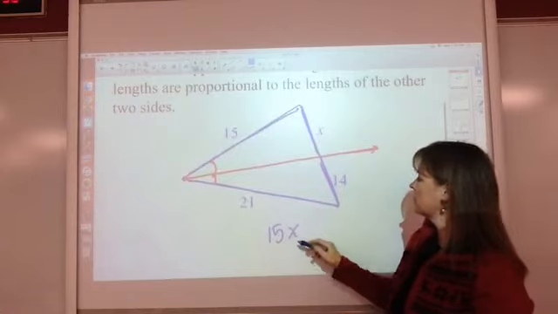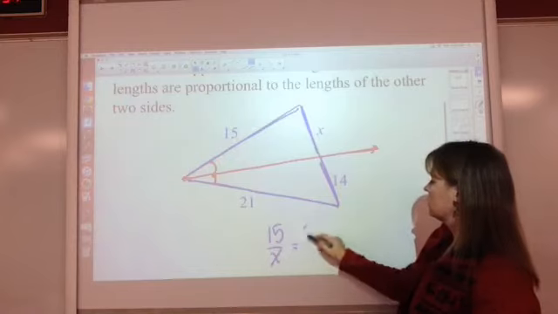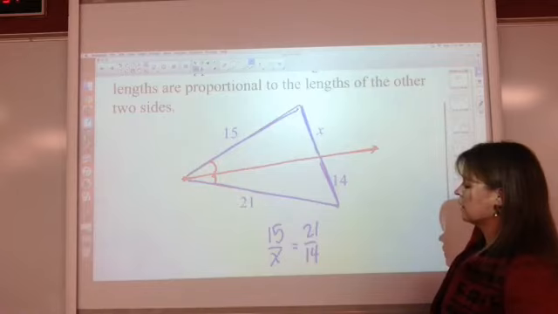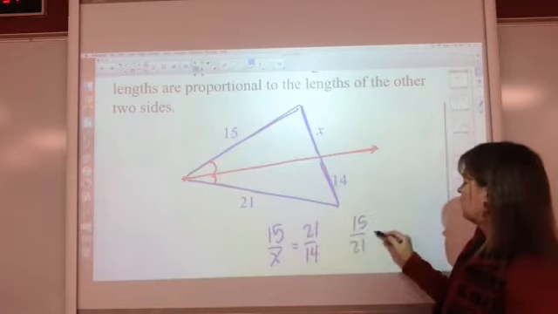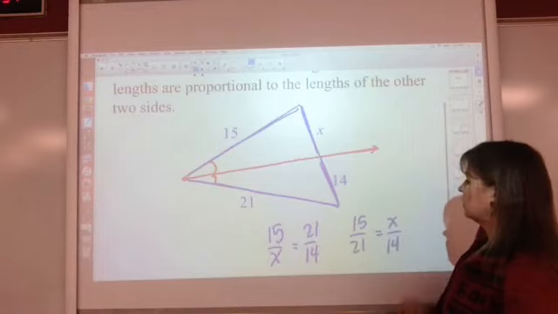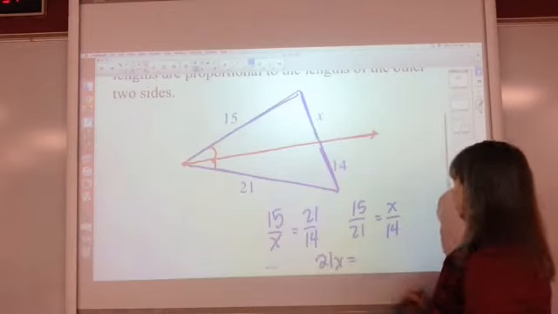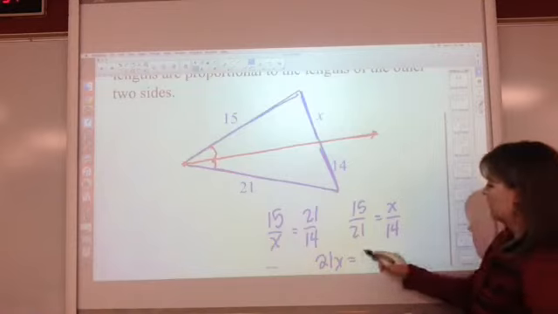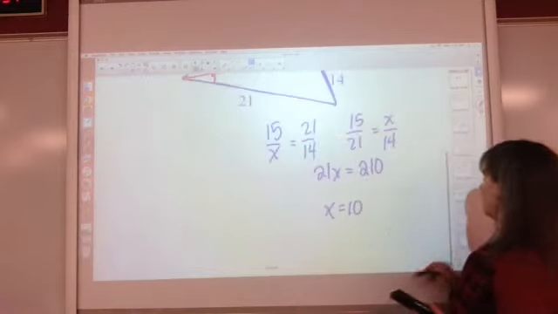15 over x equals 21 over 14. Cross multiply and solve that. Or you could have gone 15 over 21 equals x over 14. Cross multiply and solve that. Either way, you're going to get 21x equals probably about 210, and 210 divided by 21. You're going to get x equals 10.